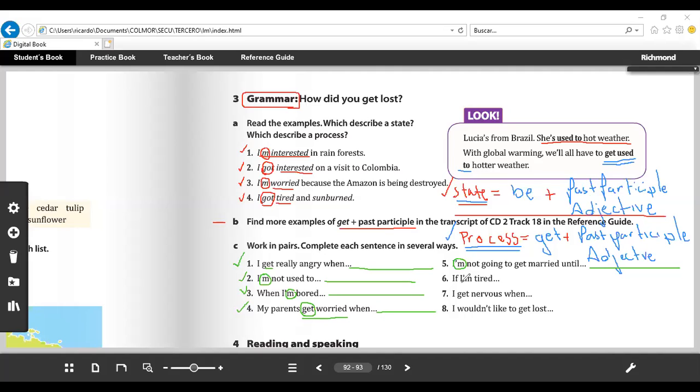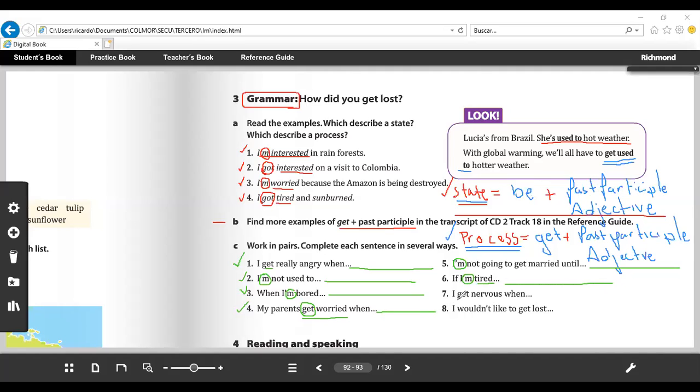Okay, now number 6, if I'm tired. As you can see here again, we have the verb to be and the past participle of or an adjective. In this case is the past participle of tired. It says, if I'm tired, I go to bed.